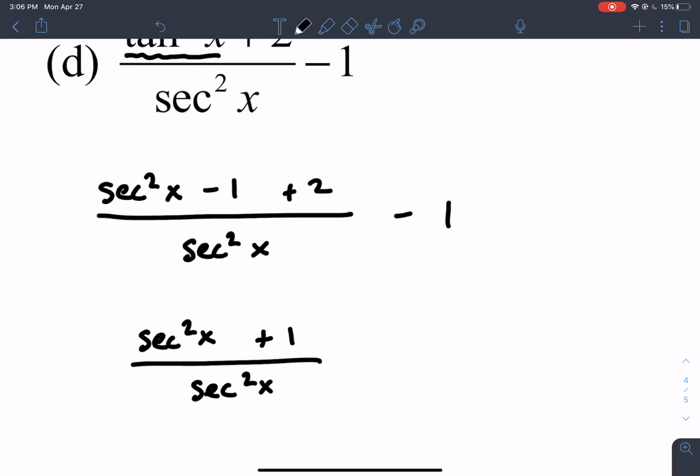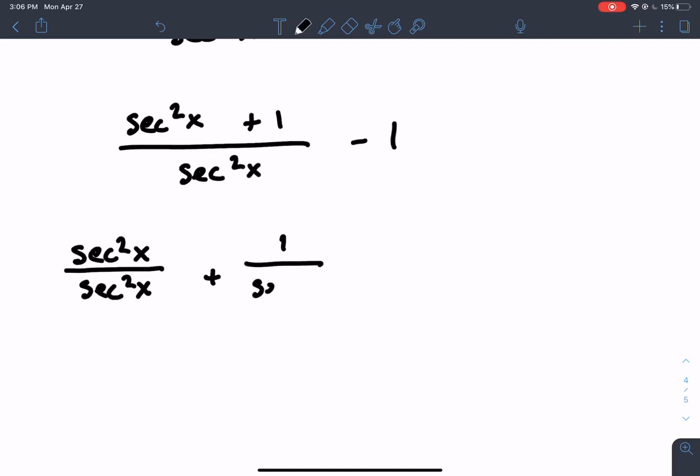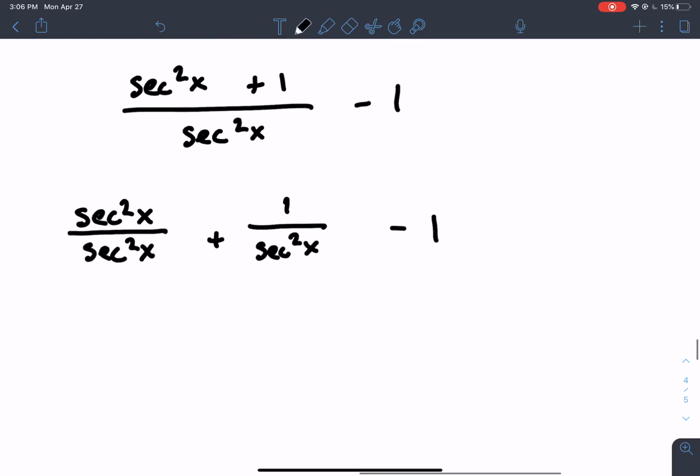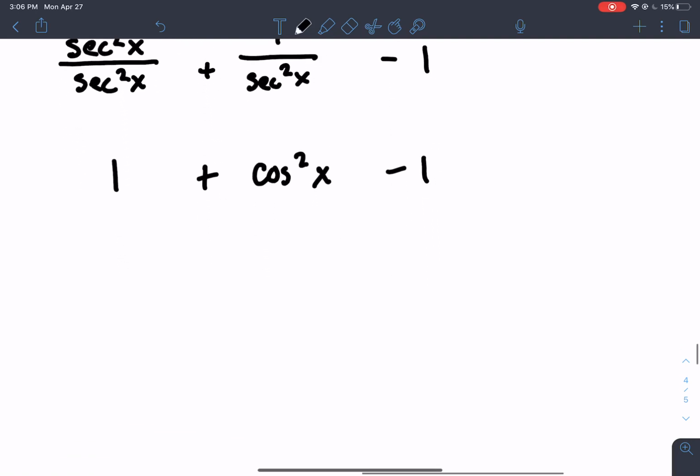Now if I simplify the top, that's going to give me secant squared plus 1 over secant squared. Now, you really can't factor the top here, secant squared plus 1, but you do have a single term in the denominator. So if you split this fraction up, you got secant squared over secant squared, and then 1 over secant squared. So secant squared over secant squared is 1, plus 1 over secant squared is cosine squared, and then minus 1. So obviously the 1s are going to cancel, and then you're left with cosine squared.